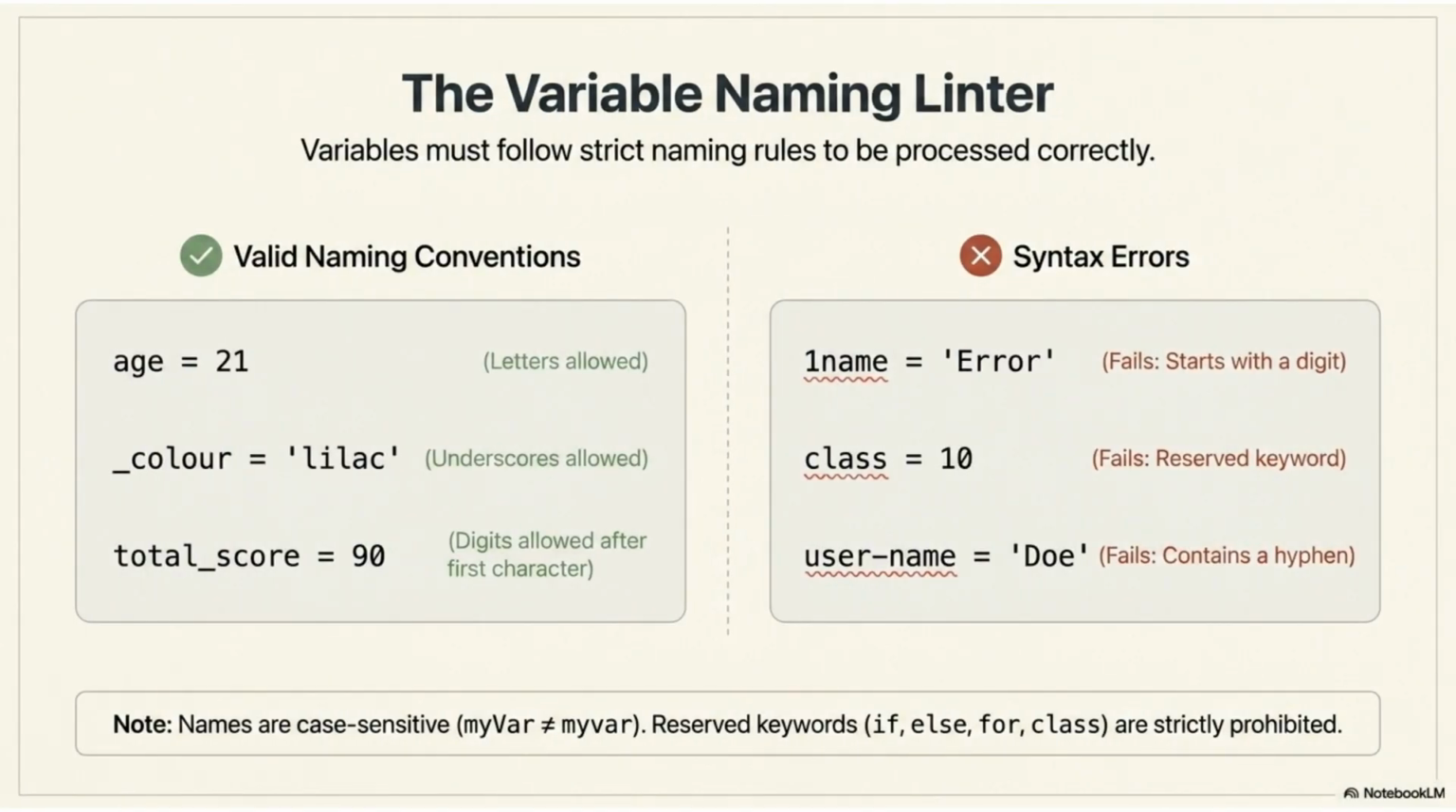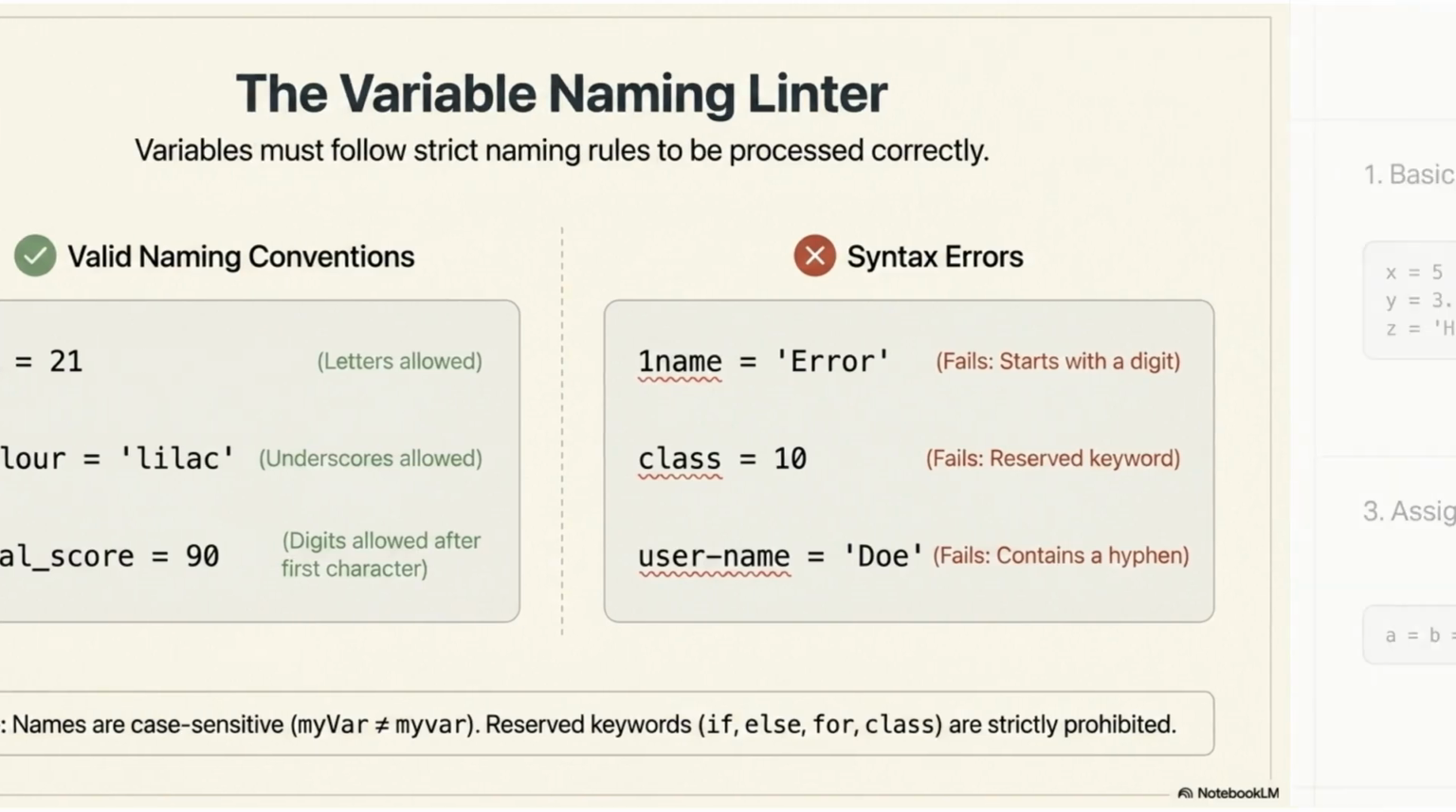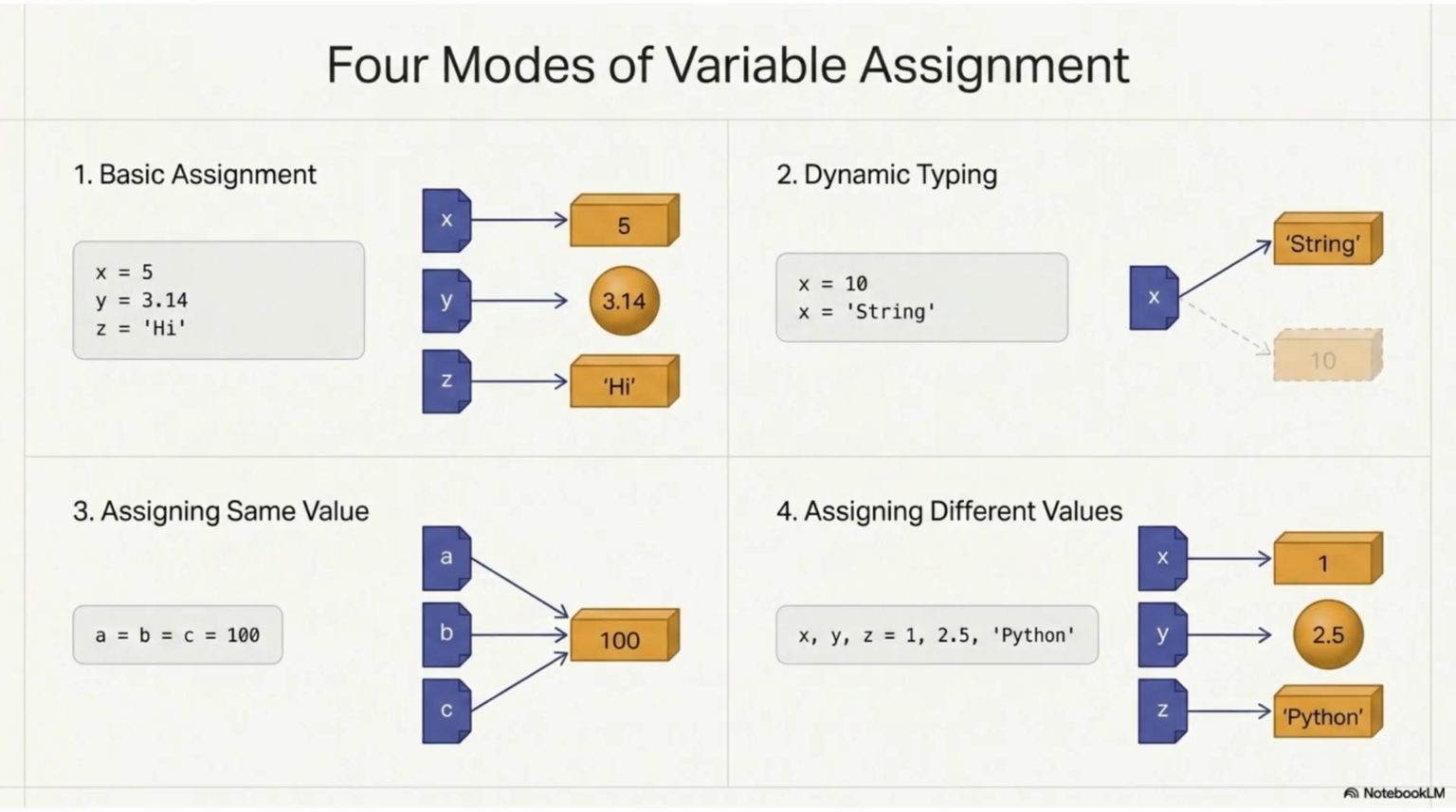When naming variables, remember to follow Python's rules. Letters and underscores are allowed, and digits can be used after the first character. Always avoid reserved keywords, and remember that variable names are case-sensitive. Python offers flexibility in how you assign values, from basic assignment to dynamic typing, where a variable can be reassigned to a new object of a different type entirely.